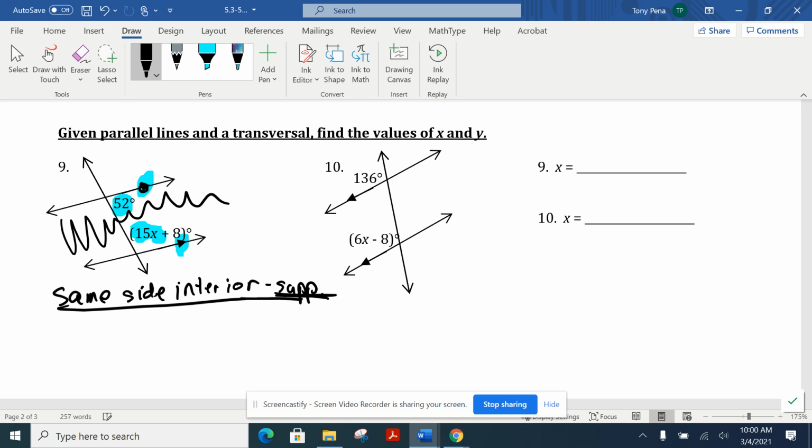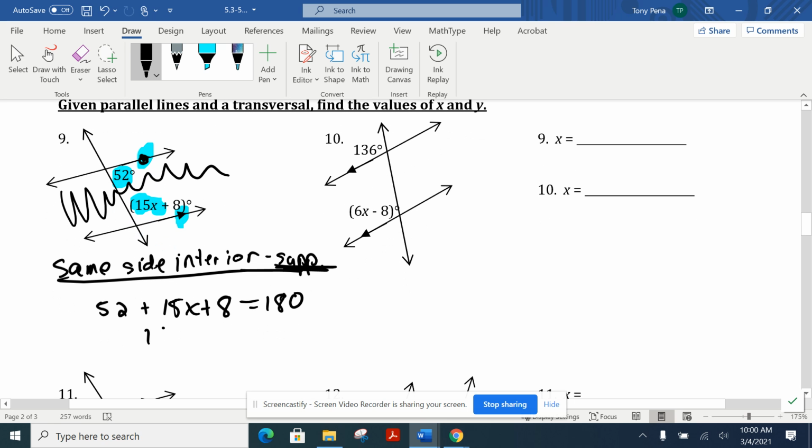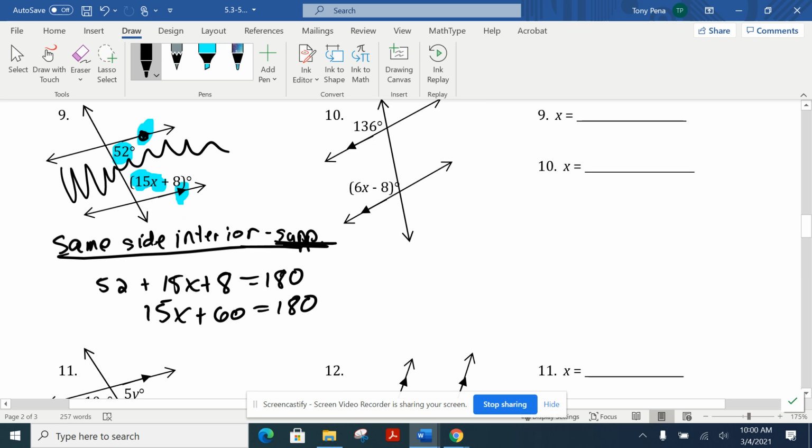So because of that, that means we want to add these and set them equal to 180 degrees. All right. And then we'd solve this. Make sure I did that right. And then 15x should equal 120. So x equals 8.